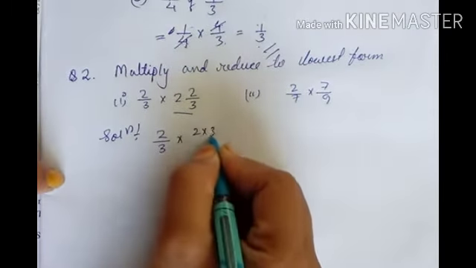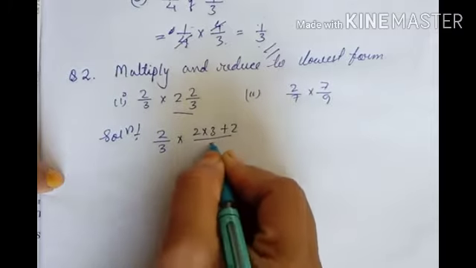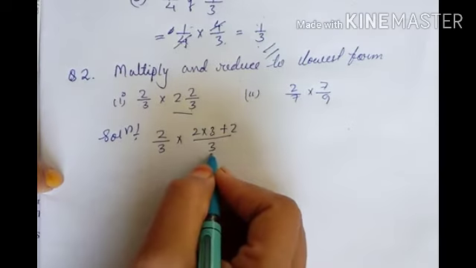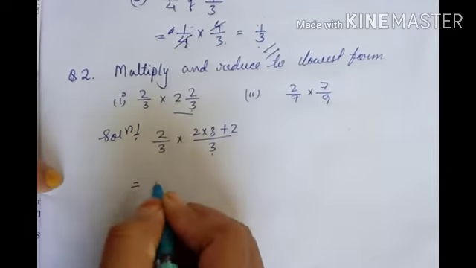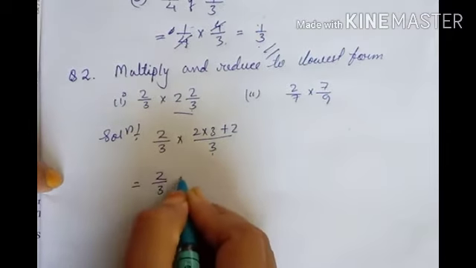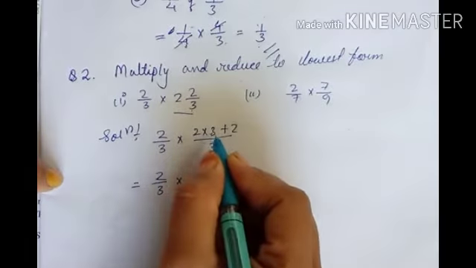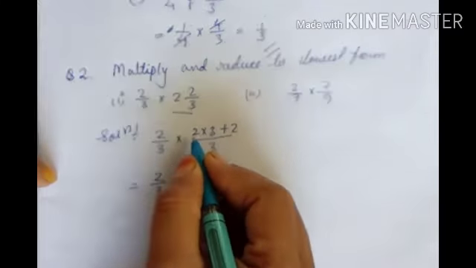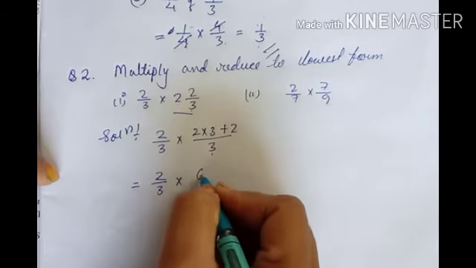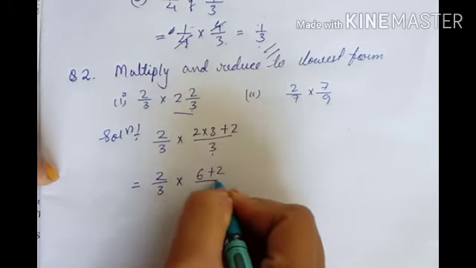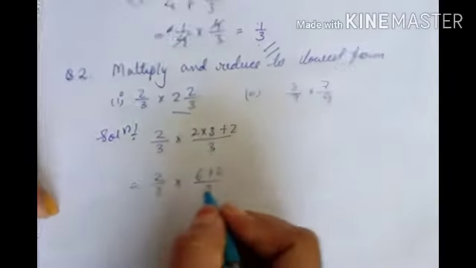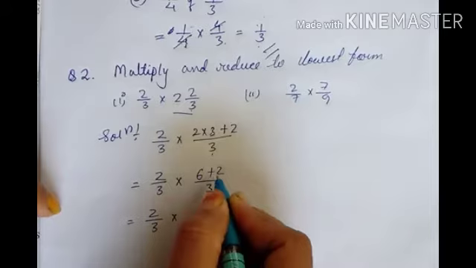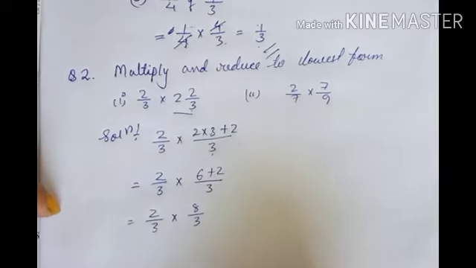2 into 3 plus 2 upon 3. Here 3 is the denominator, so the denominator will not change. 3 will remain. Now 2 into 3, first you do the multiplication, not 3 plus 2. First you do 2 into 3, how much? 6 plus 2 upon 3. 6 plus 2 is 8 upon 3.